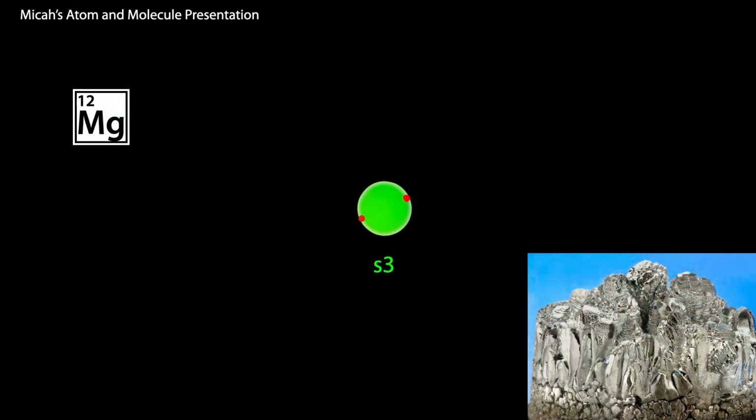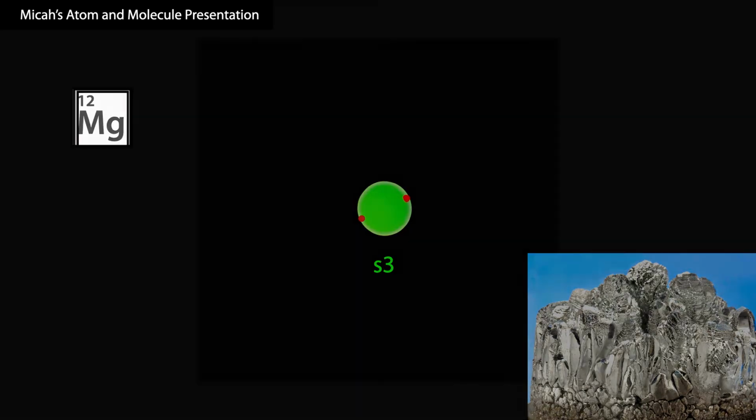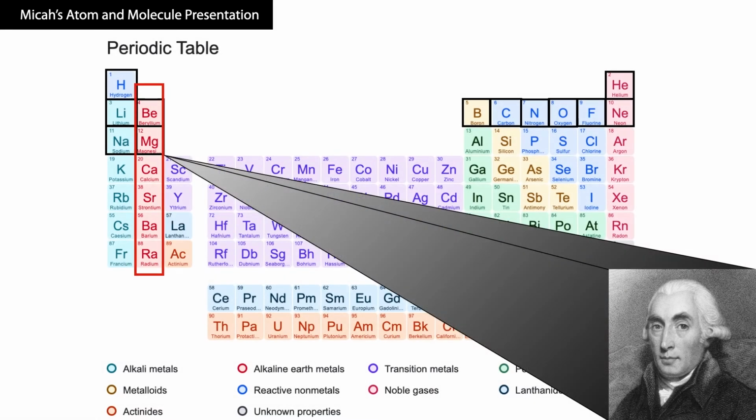This is magnesium. It has 12 electrons. The first 10 electrons are all inside this green orbital. Magnesium is a shiny, lightweight metal. You actually need magnesium in all your cells. Did you take your magnesium today? Magnesium is an alkaline earth metal. Joseph Black discovered magnesium in 1755.